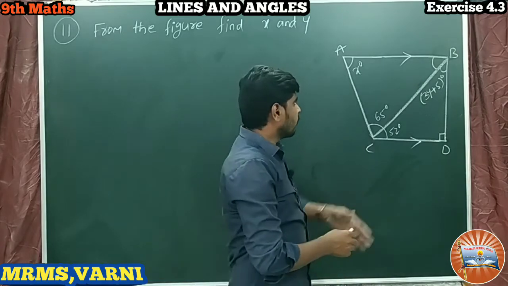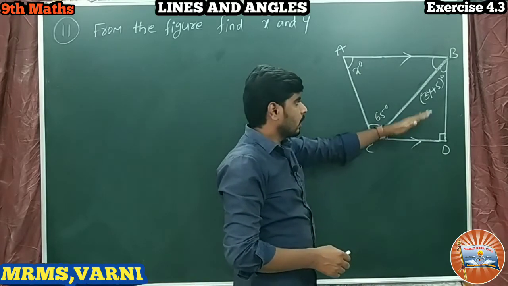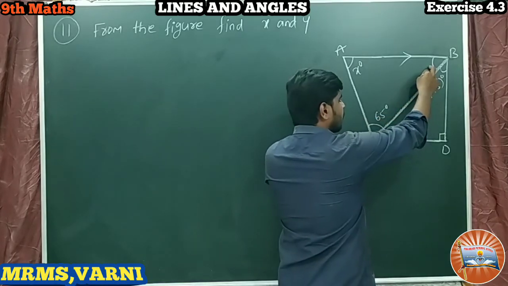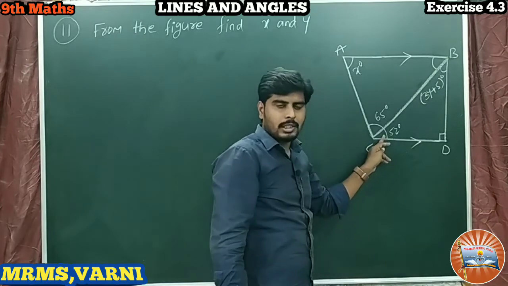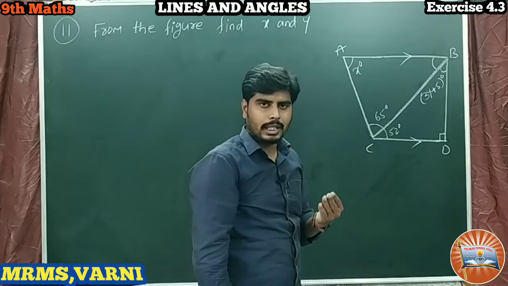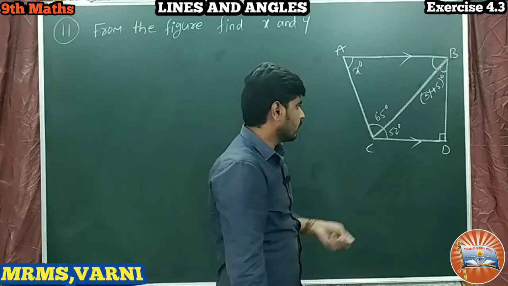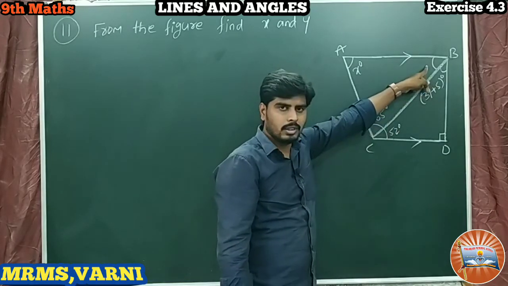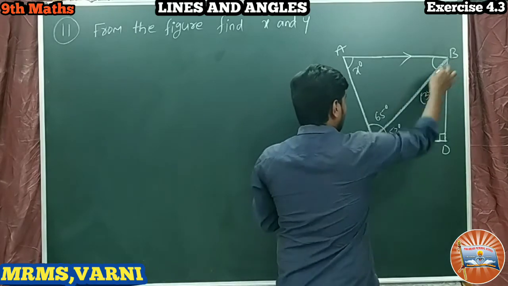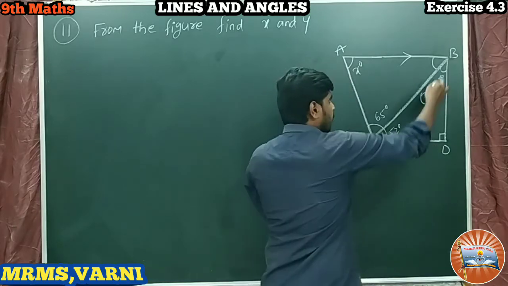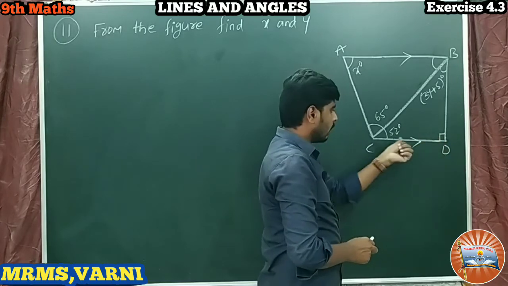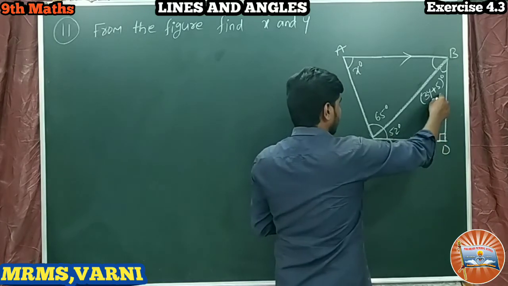If these two lines are parallel and this is a transversal, this angle and this angle both are alternate interior angles. In parallel lines intersected by a transversal, alternate interior angles are equal, isn't it? So it means this becomes here 52 degrees. Okay, right. So if you observe this BCD triangle, BCD is a triangle. Here it is given 90 degrees and this is 52 degrees and this is 3y plus 5 degrees.